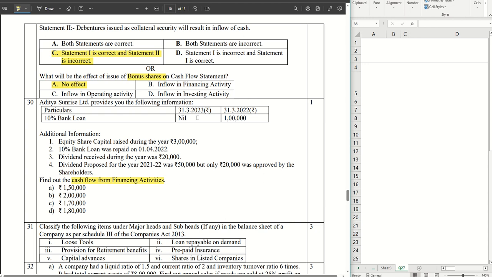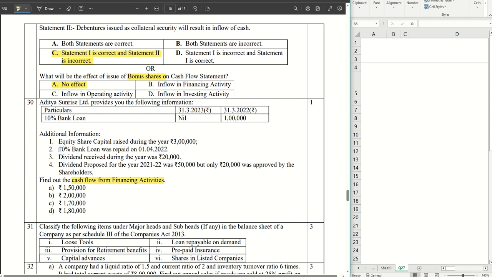So here, as you can see, there is an outflow. The bank loan has been repaid. So negative 1 lakh. Okay. Point number one, equity share capital raised during the year 3 lakhs. A positive inflow of 3 lakhs. So the net effect is a positive inflow of 2 lakhs.